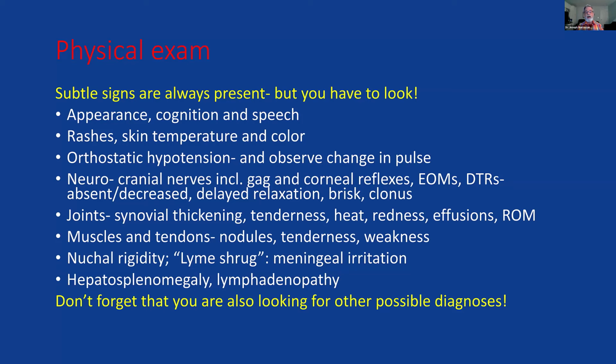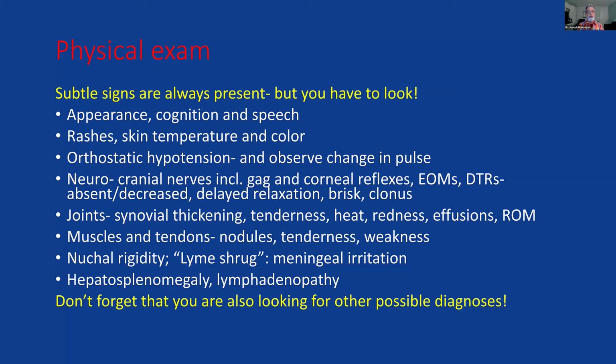Check the neck. Lyme patients have nuchal rigidity. You have to check them for meningismus, and it might be subtle. Lyme patients are often cracking their neck. I call it the Lyme shrug. Also, you're not just looking for Lyme. You want to do the rule-outs to make sure you're not missing something else or misdiagnosing Lyme when something else could be there. So check the lymph glands, check for hepatosplenomegaly, and listen for heart murmurs.